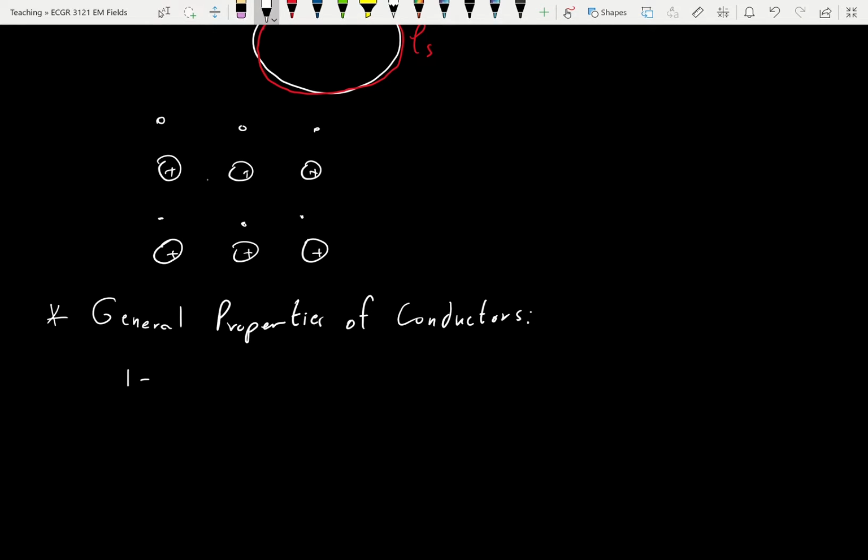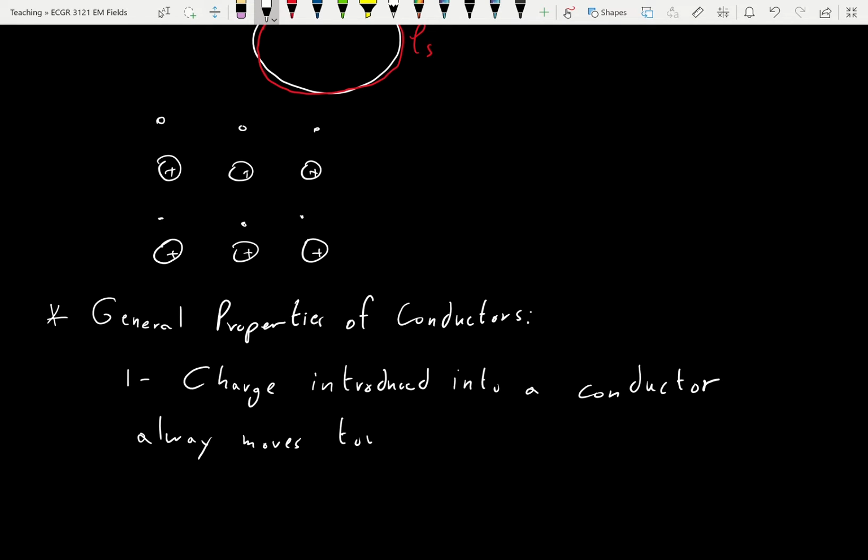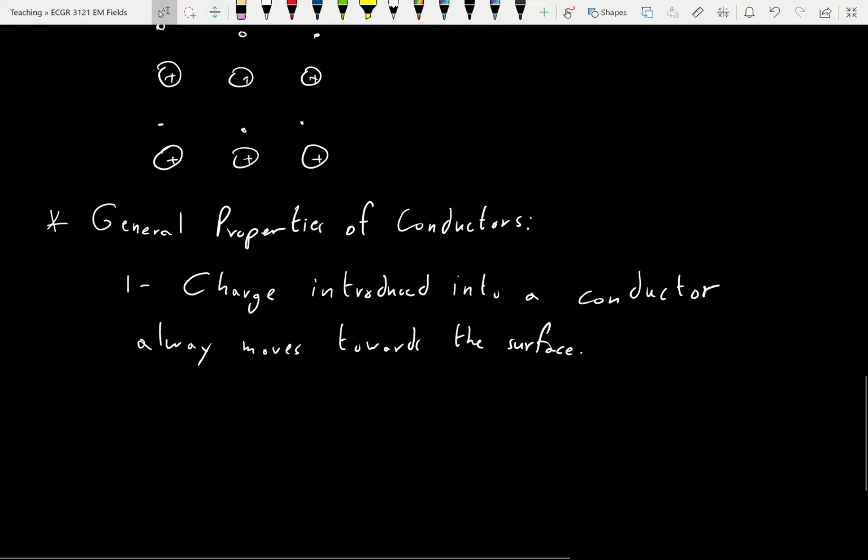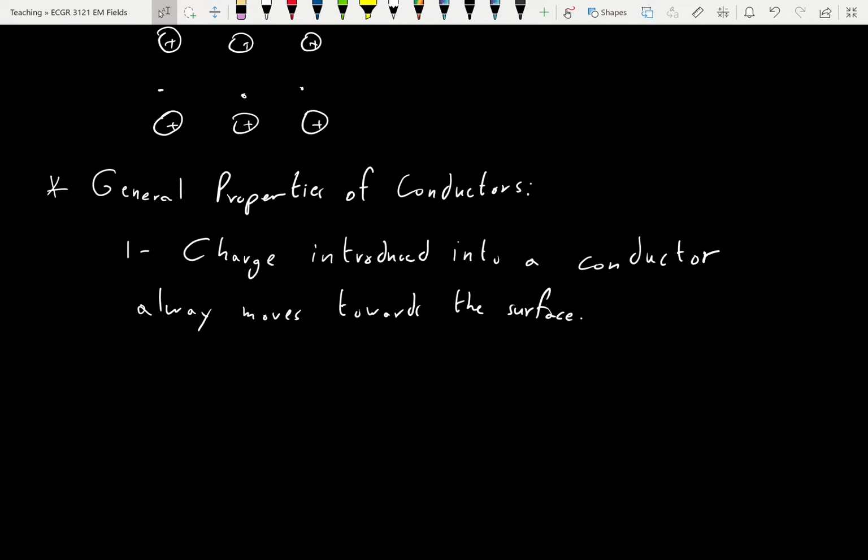The first one we already talked about: charge introduced into a conductor always moves towards the surface of said conductor. If we introduce a charge inside the conductor, the charge always moves to the surface.